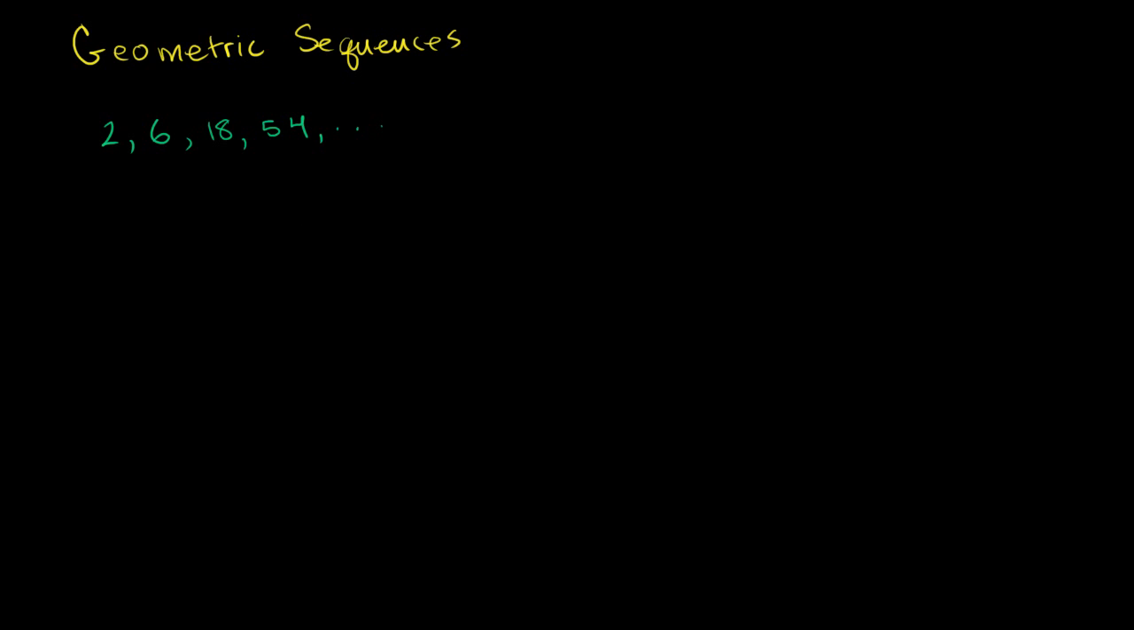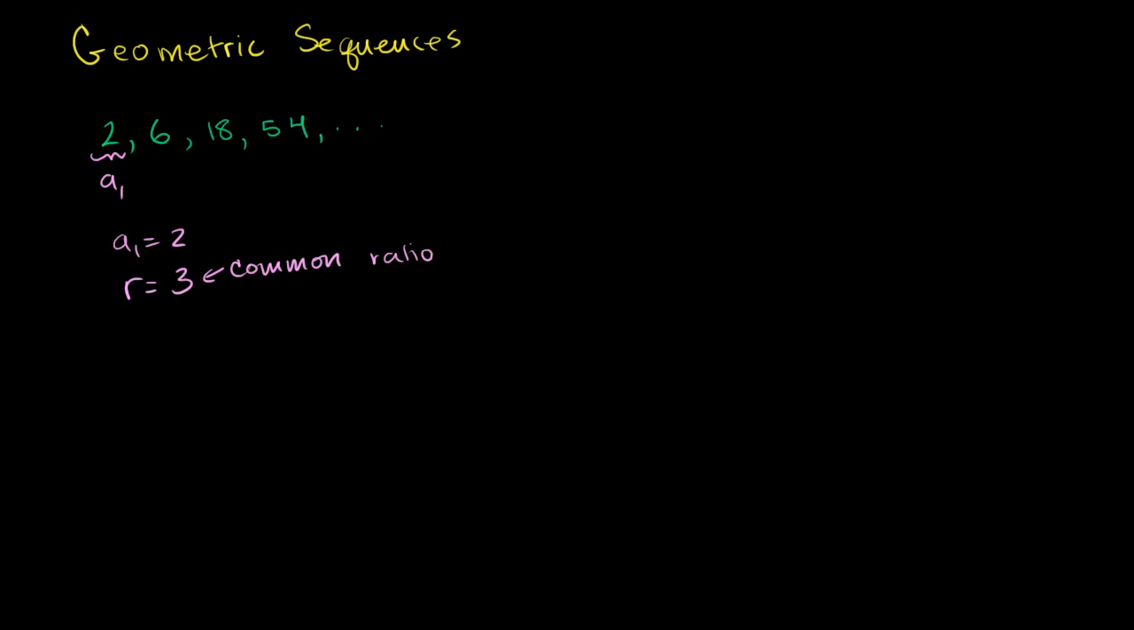So I started, if we want to get some notation here, this is my first term. We'll call it A1 for my sequence. And each time I'm multiplying it by a common number. And that number is often called the common ratio. So in this case, A1 is equal to 2. And my common ratio is equal to 3.